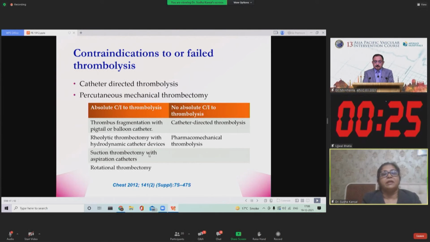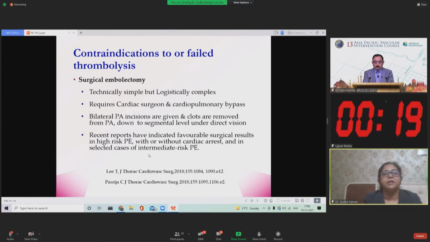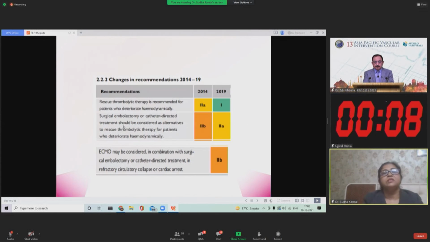I think Dr. Khanna is going to talk about catheter-directed thrombolysis or percutaneous mechanical thrombectomy. He can tell us more about it. One more modality which is available is surgical embolectomy, which can be used, but again, the expertise has to be there. This is usually done along with ECMO.